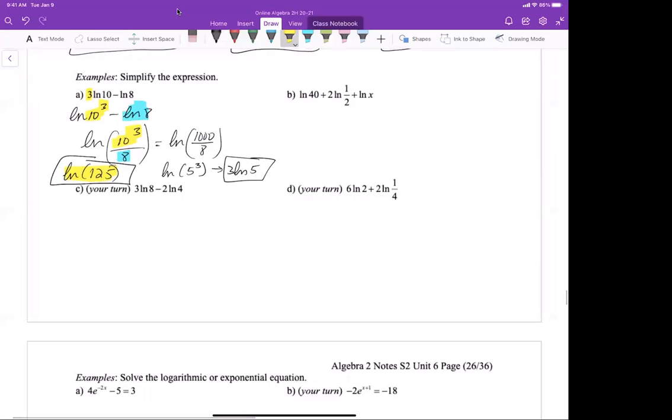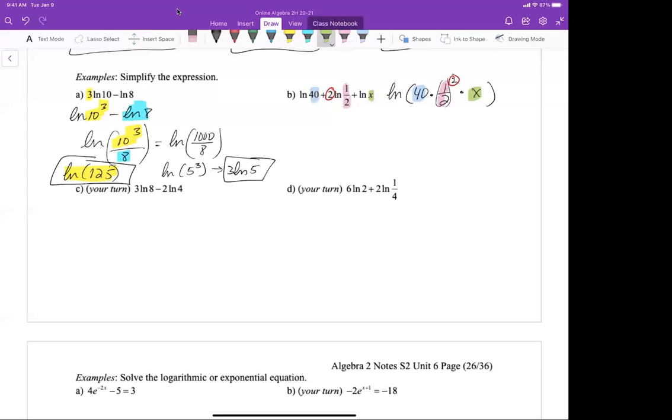B, these are all addition. I have addition, I have addition. So I'm going to combine all of my additions with multiplication. So I'm going to rewrite this all in one step. Log of 40 times 1/2 squared times x. So where did I get all this? So here's my 40, and then I'm going to multiply it times 1/2 to the 2 power. Where did that come from? That came from the coefficient out front. And then I have multiply times x.